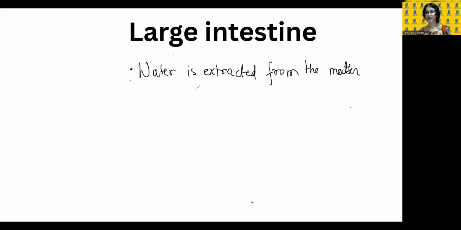The five things that we learned are ingestion, digestion, absorption, assimilation, and egestion. So this removal by the anus is egestion. That means removal of waste material from the body. I hope you can write it down by yourself, because I've just told you that removal of waste from the body is called egestion, and it is done through the anus. Like that, we are done with this video.